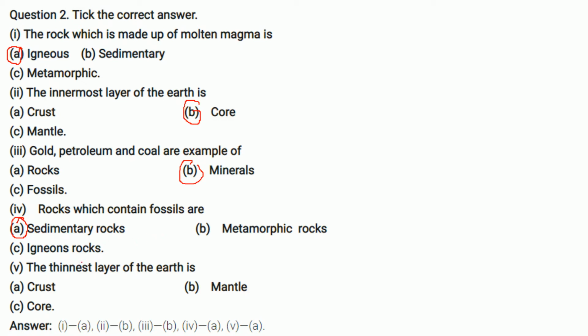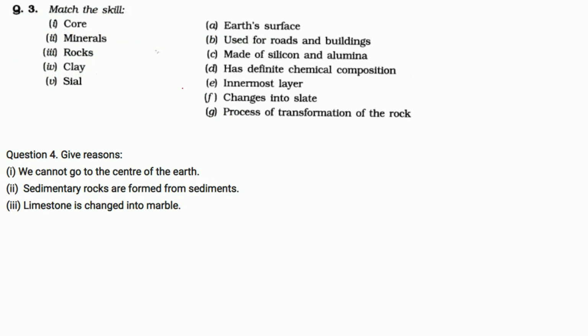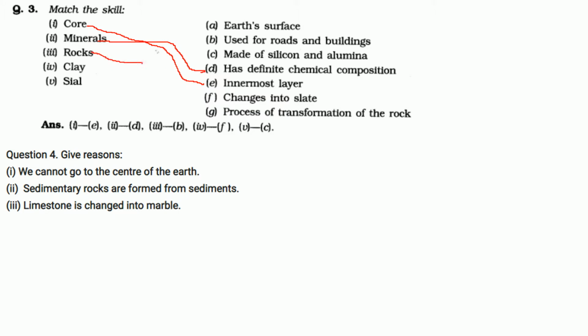The thinnest layer of the earth is the outermost layer, which is 35 kilometers on land, and for the seabed it is 5 kilometers. So this is crust. Now let's match. Core is the innermost layer. Minerals have a definite chemical composition. Rocks are used for roads and buildings.